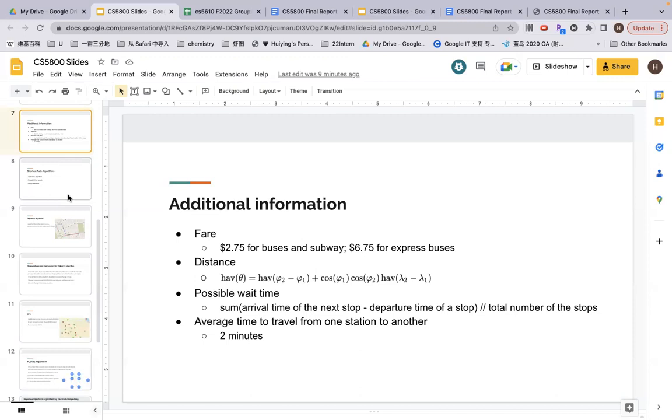In the GTFS feed, the arrival time of the station is the same as its departure time. So we believe that is because the riders act differently when they get on or get off the transportation. Therefore, there's no particular wait time at each station. And in our algorithm, we will use 2 minutes as the wait time at each station.